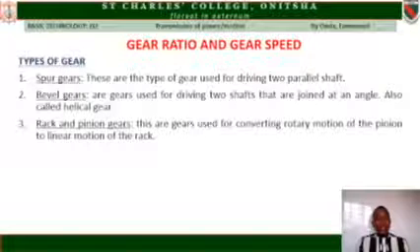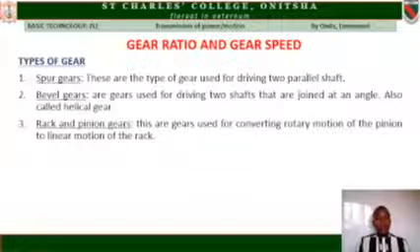These are gears that are used for driving two shafts that are joined at an angle. They are also called helical gears. We have the third one, which is the rack and pinion gears. These are gears used for converting rotary motion of the pinion to linear motion of the rack.